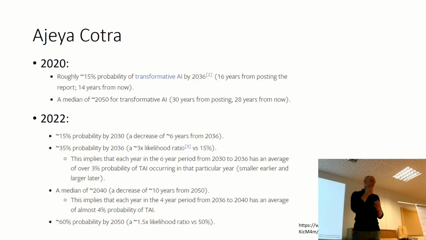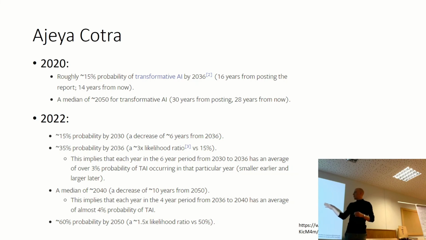Now, this is the researcher behind bioanchors. And they said that in 2020, when bioanchors came out, that, okay, in 2036, there's a 15% probability of transformative AI by then. What is transformative AI? Again, up to definition. But this was like 16 years from posting this, which at the time was a pretty, pretty fast timeline. And a median sort of like, this is 15% probability, median, like by 2050, we'd have transformative AI.